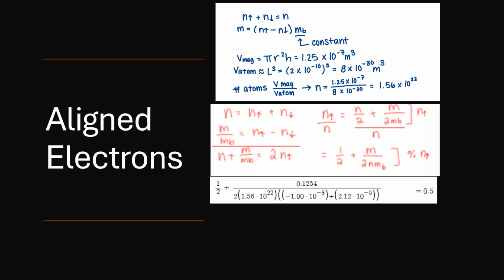To determine the number of atoms in the bar magnet, we had to find the volume of the bar itself. The volume came out to be 1.25 times 10 to the negative 7th. Next, we had to find the volume of the atom, and that was 8 times 10 to the negative 30. Final step of this calculation is dividing the volume of the magnet over the volume of the atom, which resulted in 1.56 times 10 to the 22nd atoms in the bar. We found that 50% of these atoms have valence electrons that have a dipole moment pointing in the same direction of that magnet.